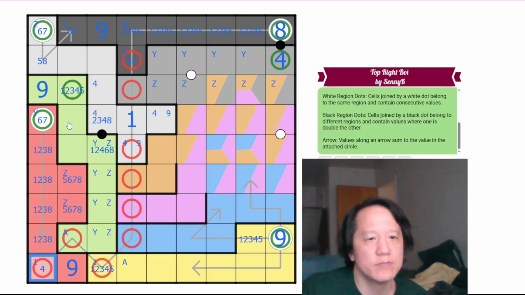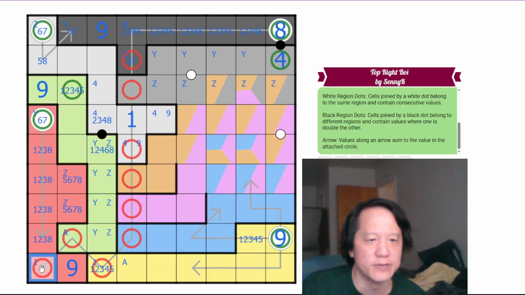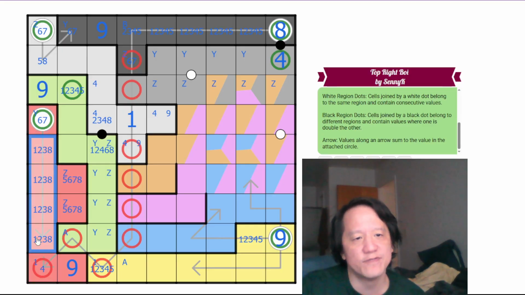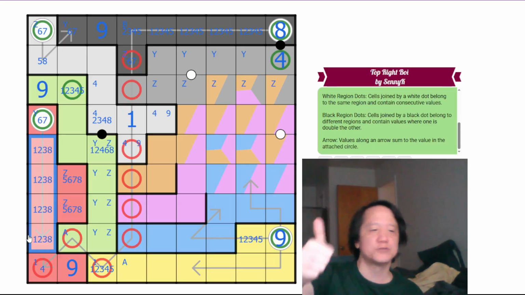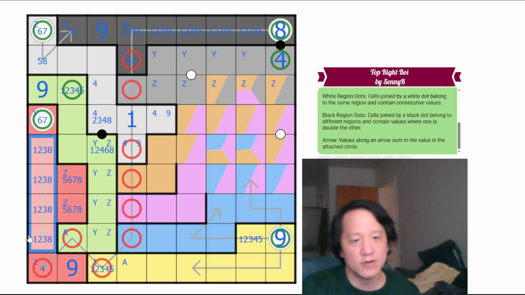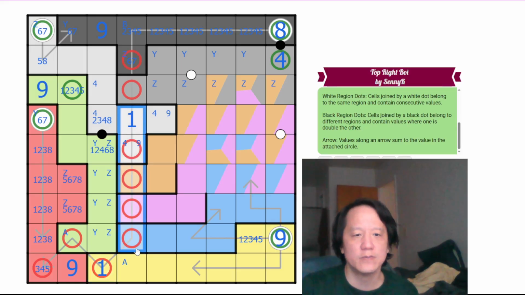Otherwise, this is 6 doubled. Oh, so this can't be 1 either way. If this is 6 doubled, 4 digits adding up to 12 would be 1, 2, 3, 6 or 1, 2, 4, 5. So this guaranteed cannot be 1 or 2. So this is 3, 4, 5, which means 1 cannot be here. Therefore, where's the 1? In the bottom left, boys, it has to be there.